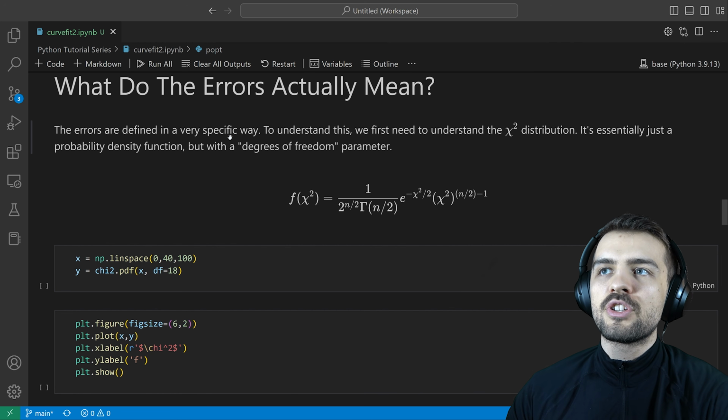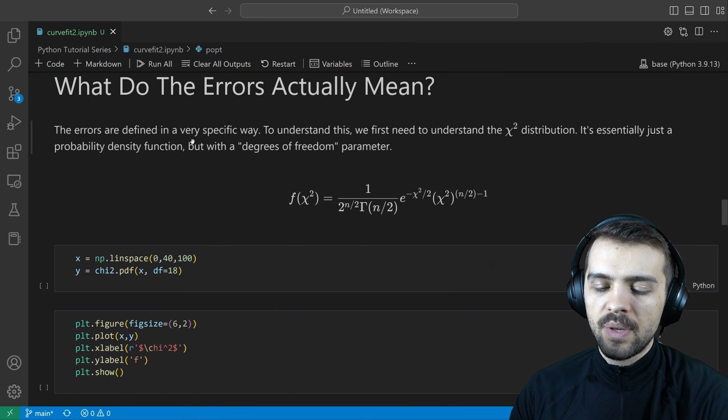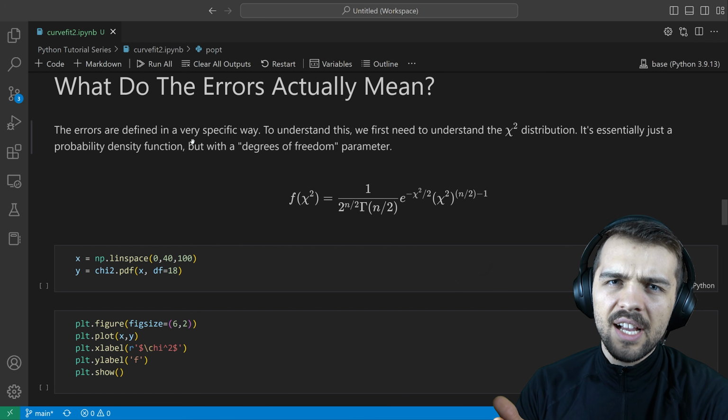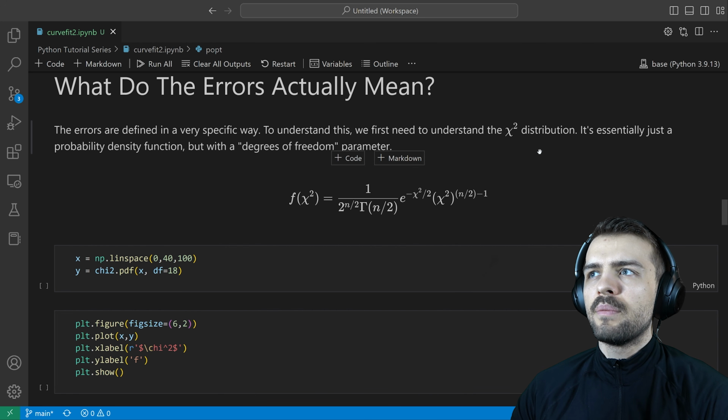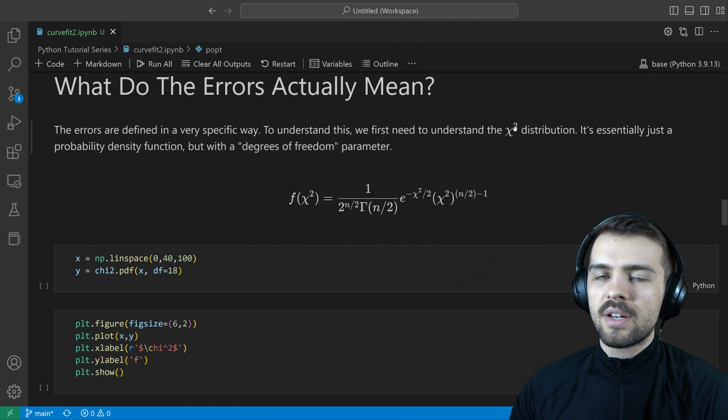But before we get to that, we should digress a little bit to really understand what is a chi-squared value, right? And for that, we need to understand the chi-squared distribution. And I have this square here, but chi-squared is like a single variable.